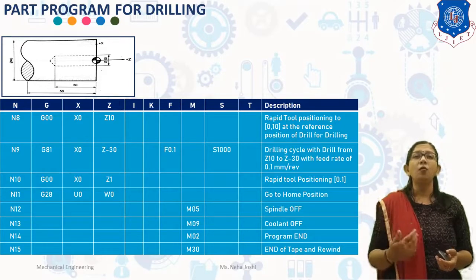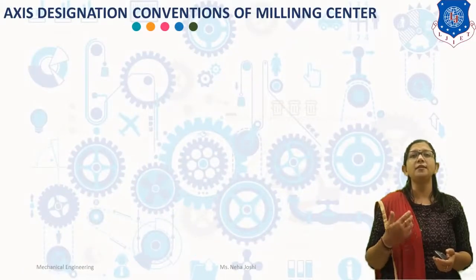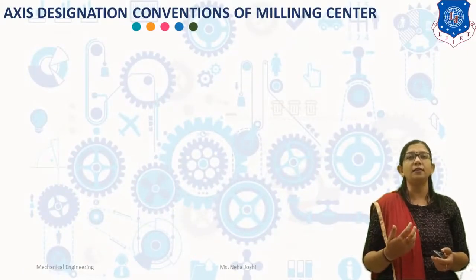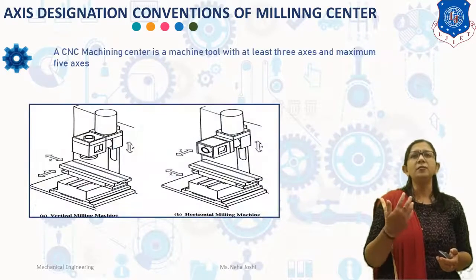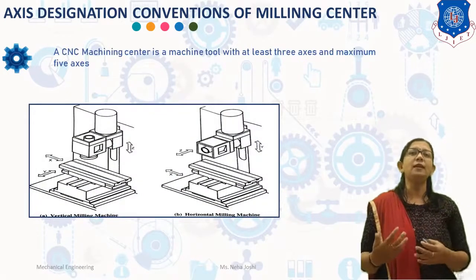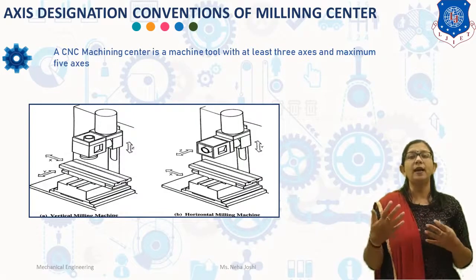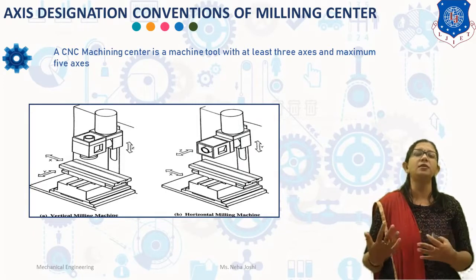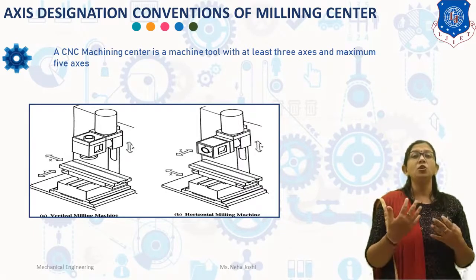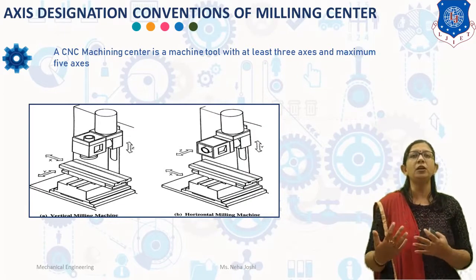Now we will discuss about the axis designation convention of the milling center. CNC machining center is a machine tool with at least 3 axes and maximum 5 axes. X, Y, Z are three linear axes and A axis for the spindle tilt and B axis for the table rotation.